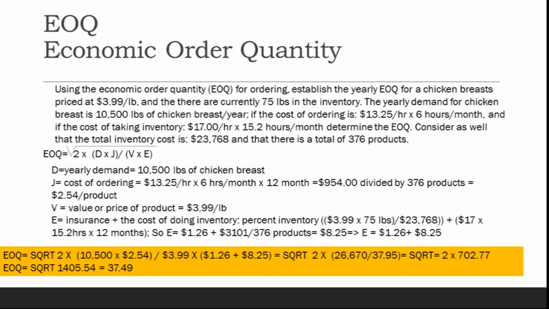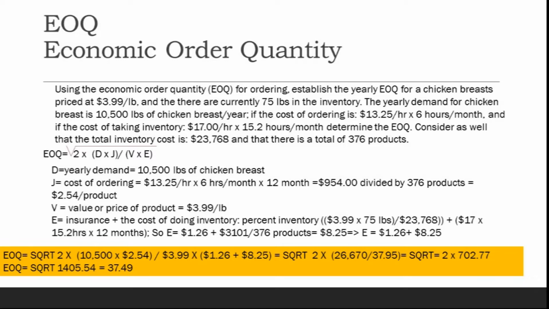So here we go. Using the economic order quantity, the EOQ, for ordering, establish the yearly demand for chicken breast that is priced at $3.99 a pound, and there's currently 75 pounds in the inventory. The yearly demand for the chicken breasts is about 10,500 pounds in that year, and the cost for ordering it is $13.25 an hour times 6 hours a month, and the cost of taking inventory is $17 an hour times 15.2 hours a month. Considering all of this, calculate the EOQ.